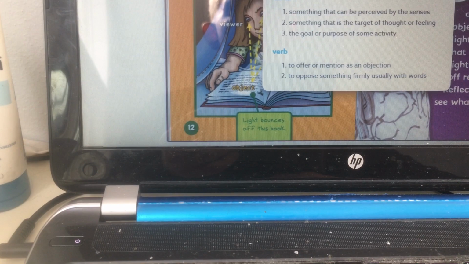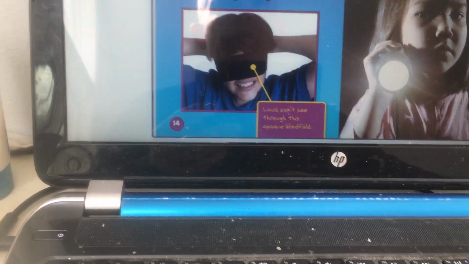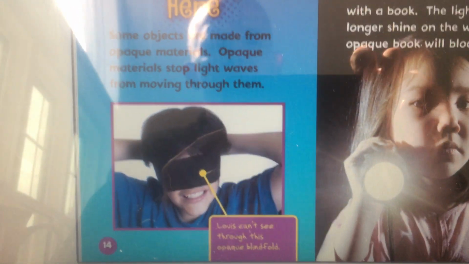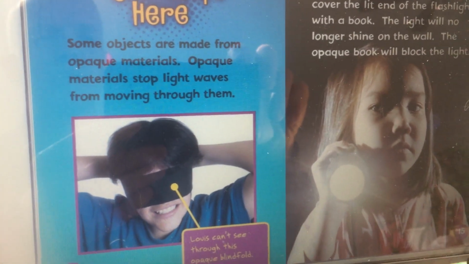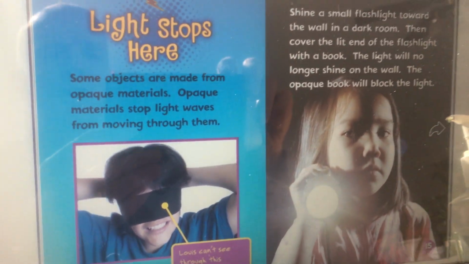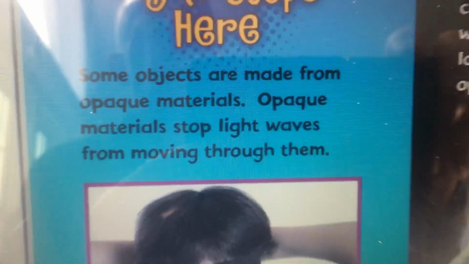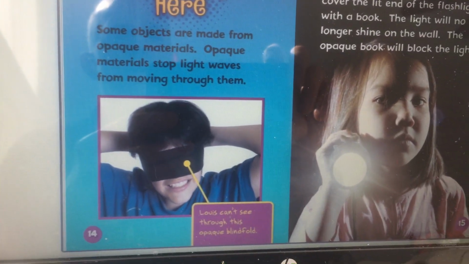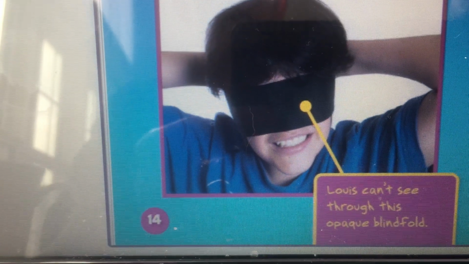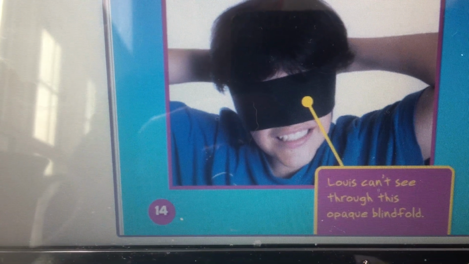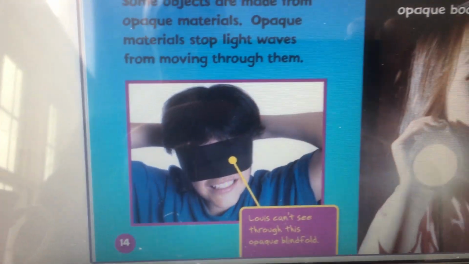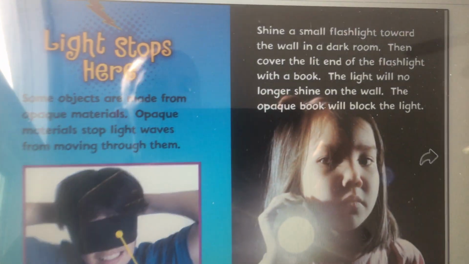Object. Oh, if you click on the word, it tells you what it is. Oh, here's a new subtitle. Light stops here. Some objects are made from opaque materials. Opaque materials stop light waves from moving through them. So opaque, O-P-A-Q-U-E, is a cool science word for objects that don't let light get through them. So the caption says, Lewis can't see through this opaque blindfold. So opaque means it can't let the light get through it.